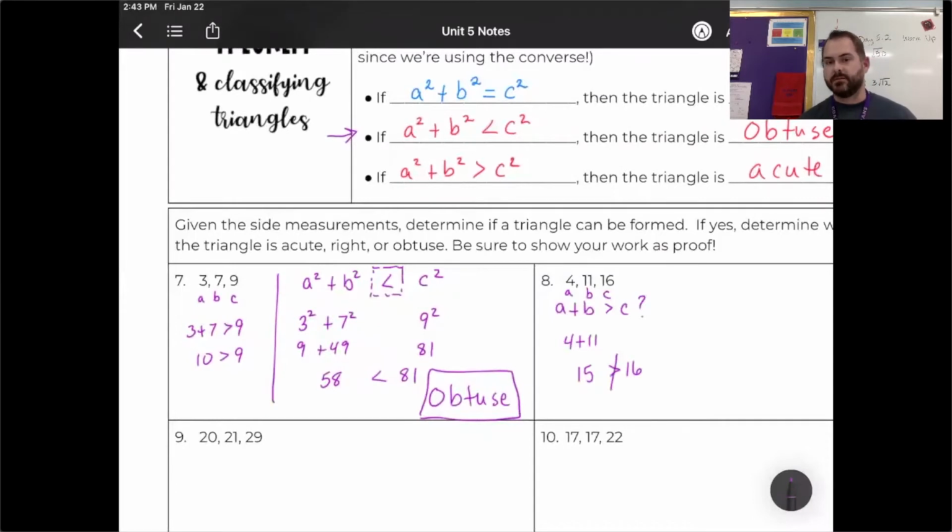This one's not a triangle. Can't be a triangle. I can't have two sticks that are 4 inches and 11 inches and put them together with a 16-inch stick and get a triangle. They won't meet. They won't form three actual angles. Okay. All right.